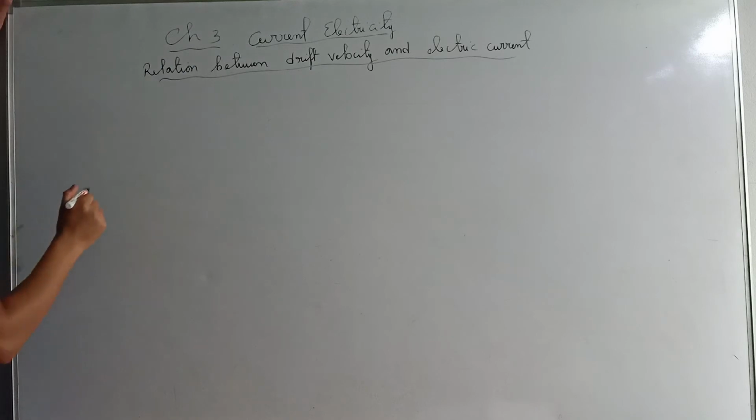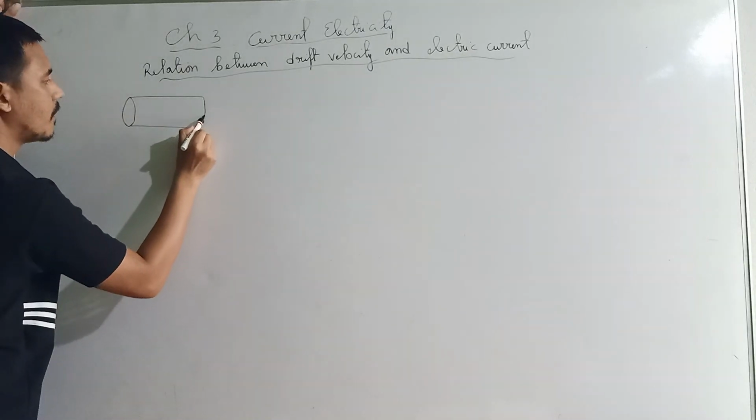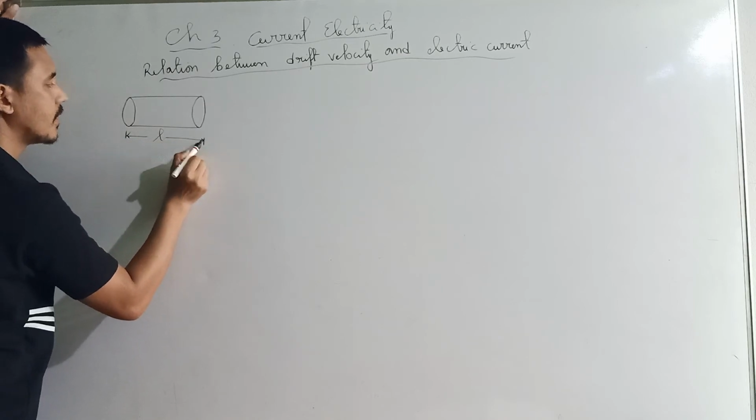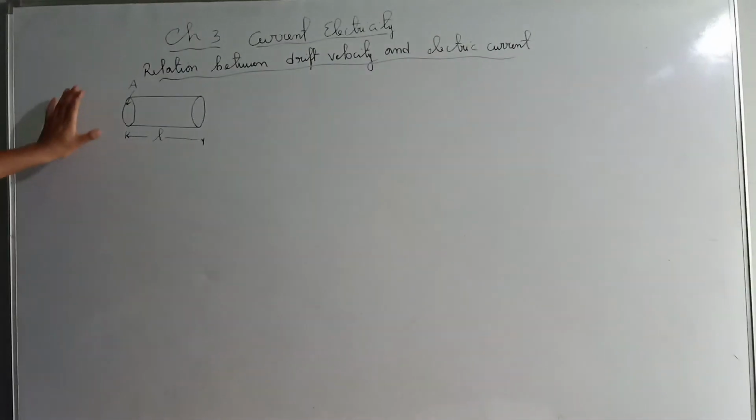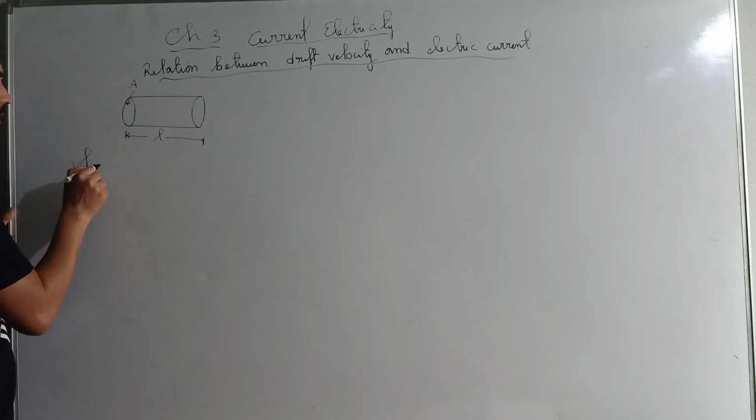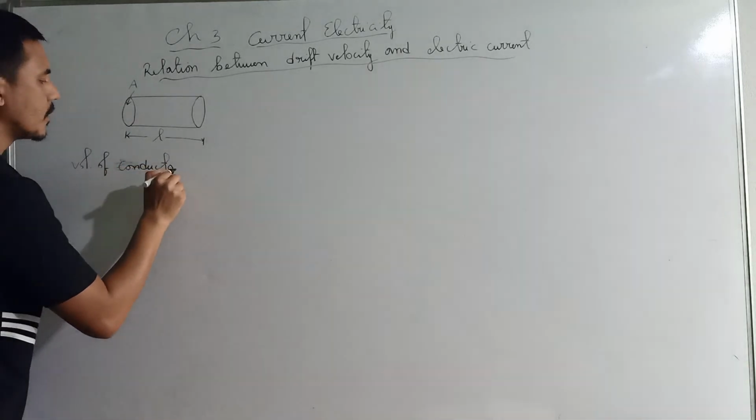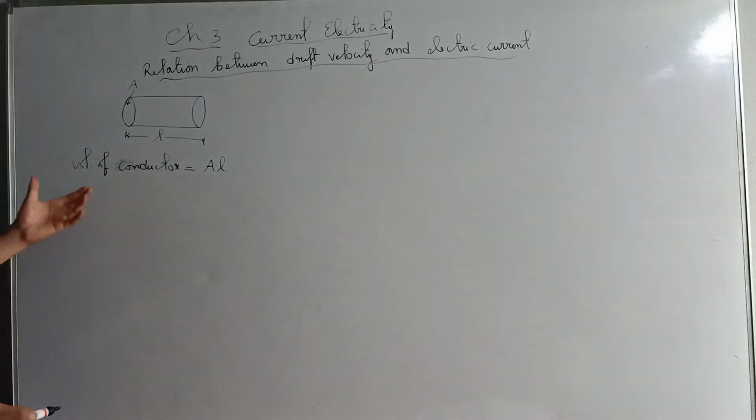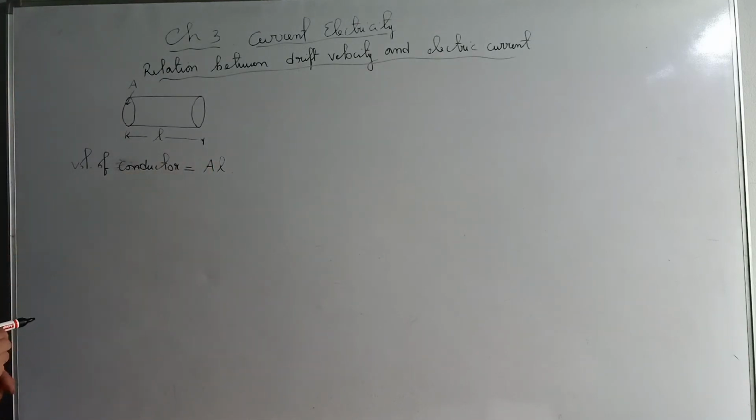Now, let us consider a conductor of length L and area of cross-section A. Then the volume of the conductor will be given by area of cross-section times L. Volume of the conductor will be given by AL, where A is the area of cross-section and L is the length of the conductor.